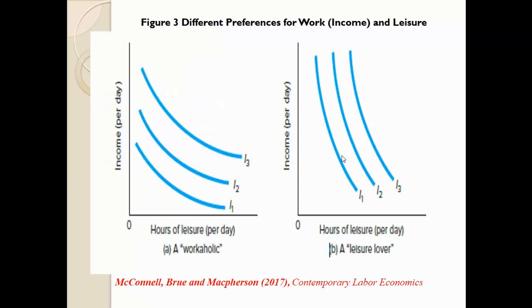In figure number 3, you see there are two curves. We discussed two types of curves. In A, these are workaholic, which means, as we discussed in the last lecture, the individual is ready to give up more leisure to get little income. The second part shows the leisure level where the curves are sharp, and the individual is ready to give up more income to get a little leisure.